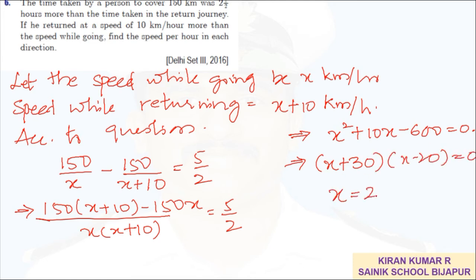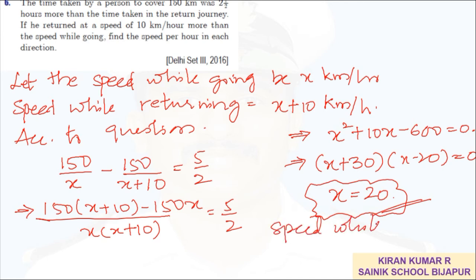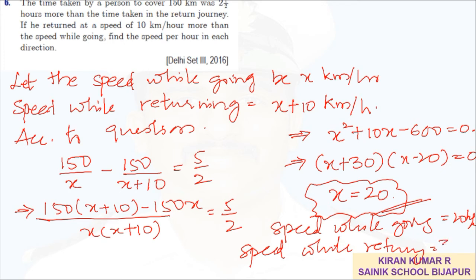So x value is 20. We should not consider negative 30 because speed can't be negative here. Therefore, the speed while going is 20 km per hour and speed while returning is 30 km per hour. This is how it has to be solved.